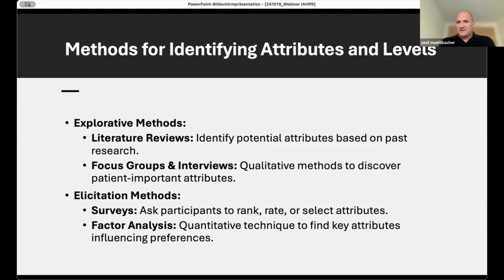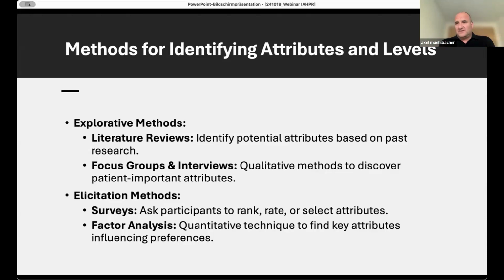So most of the time we start off with a literature review, looking at the potential list of attributes and levels which were used in the past within experiments or qualitative or quantitative research. We then can move to interviews, asking, for example, patients directly what's of matter to them, what trade-offs are crucial within their past, what experience they lived through, or we can discuss these issues with focus groups. And all of these methods do have their pros and cons.